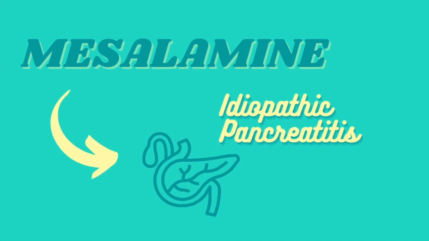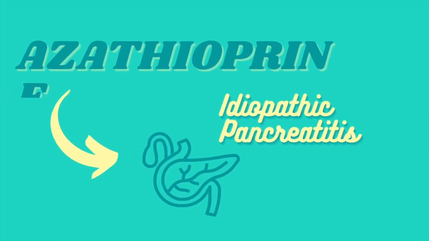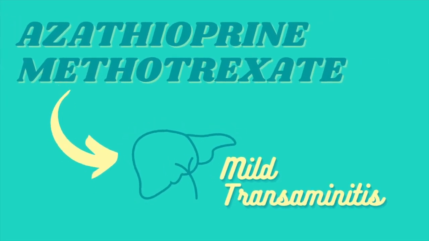The other things that may happen, we put patients on medicine called mesalamine. Patients on mesalamine can have idiopathic pancreatitis. So someone presenting with that, if you see that on the medication list, that's something to think about. Another of our IBD medicines that is associated with pancreatitis is azathioprine. So these two things. If you see abnormal LFTs, so transaminitis, azathioprine can be a culprit, methotrexate can be a culprit.